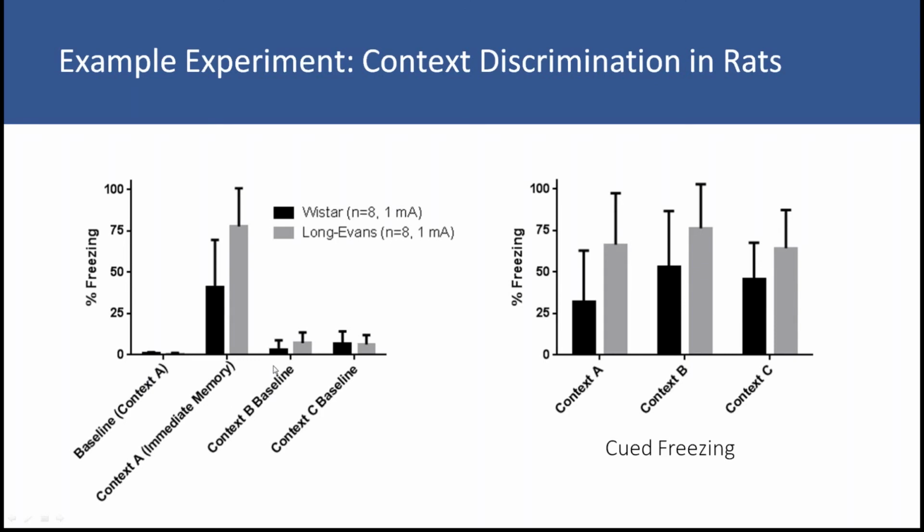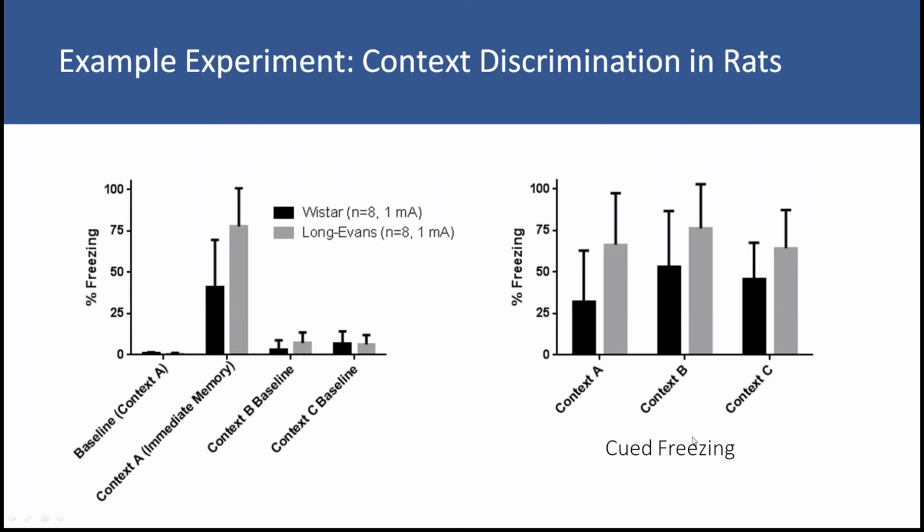On subsequent days, we've placed the animals into the two additional test contexts, context B and C, and we see very low baseline freezing scores. So we don't see a lot of carryover from one context to another. That's a good sign to look for in fear conditioning.